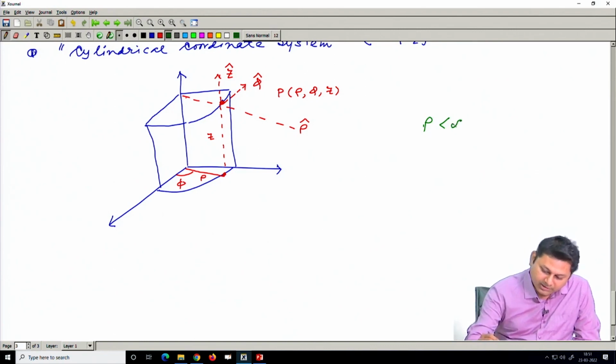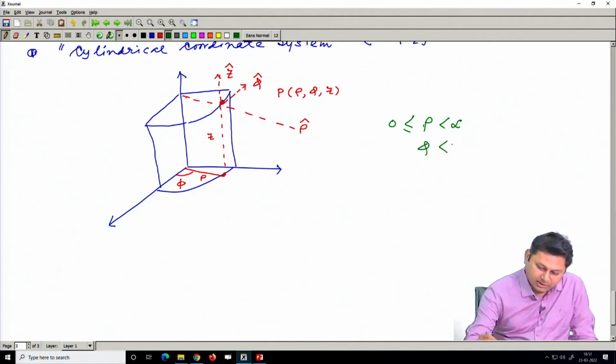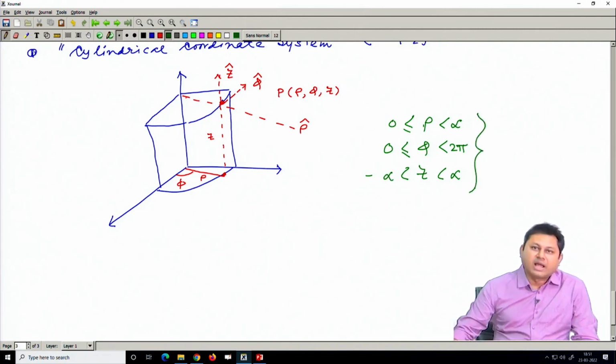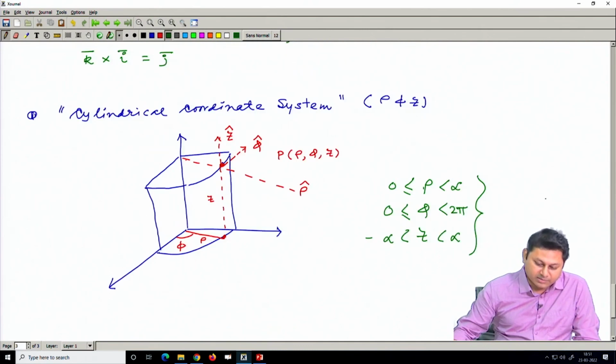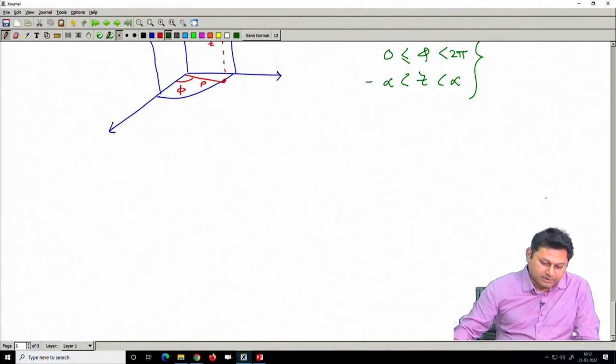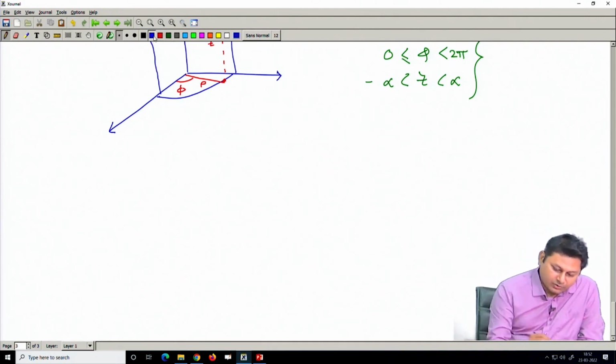Rho should be less than infinity and greater than or equal to 0, phi should be less than 2 pi and greater than or equal to 0, and z should be in between minus infinity and infinity like before. So these are the ranges that we have for this coordinate system. Well, the vector, quickly I define the vector, how you write this vector A.